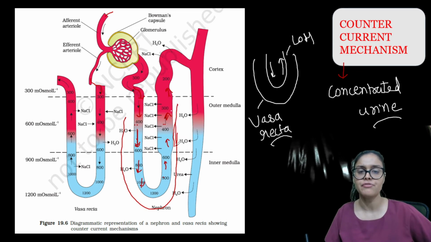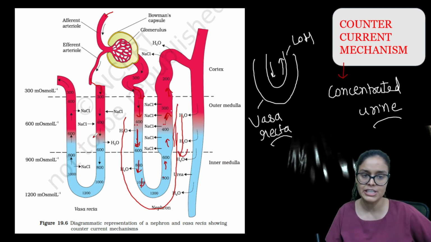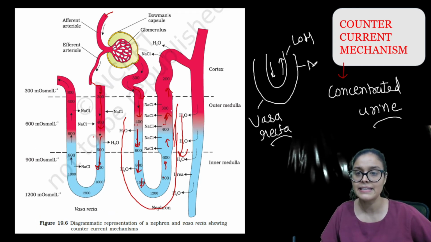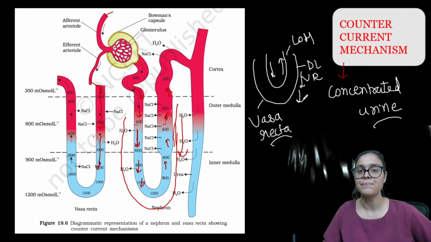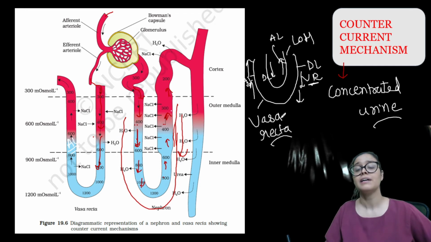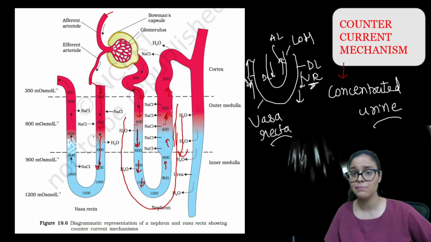So blood after filtration is coming downward in this tube. Blood is coming in this direction here, in this tube. This is the descending limb of the vasa recta. So blood coming down here, and obviously blood going up in the ascending limb, in this limb, right? So the descending limb of the loop of Henle is just parallel to the ascending limb of the vasa recta, and the ascending limb of the loop of Henle is just parallel to the descending limb of the vasa recta.